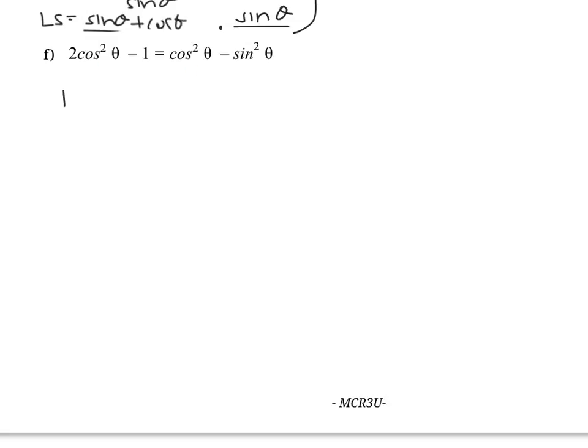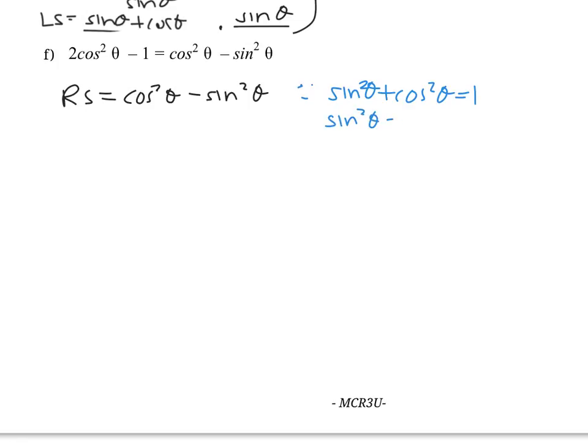So I'm going to try starting with the right side here. Starting with the right side, I have cos squared theta minus sine squared theta. And let's start with the Pythagorean identity. So we know that sine squared theta plus cos squared theta is equal to 1. Well, what if I want to replace my sine? So let's put a little squared here. So let's get sine by itself. So sine squared theta is equal to 1 minus cos squared theta. So that means I'm going to replace sine squared theta with 1 minus cos squared and see what happens.